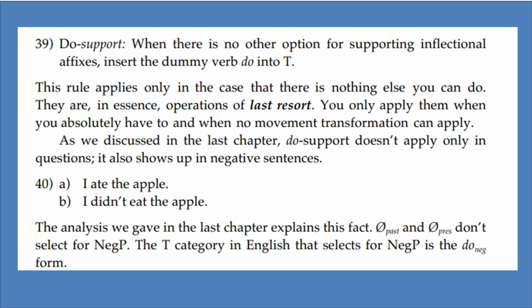As we discussed in the last chapter, do support does not apply only in questions. It also shows up in negative sentences. I ate the apple, I didn't eat the apple. The analysis we gave in the last chapter explains this fact. The T category in English selects for negative P; the do form is what is inserted.